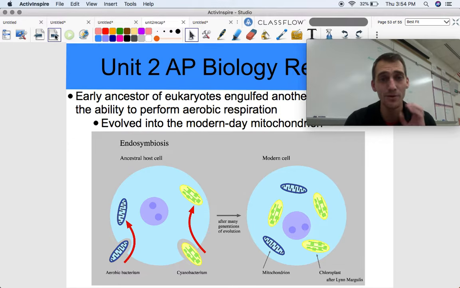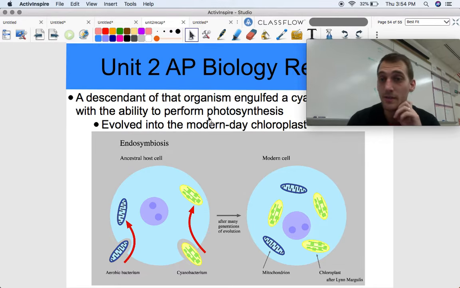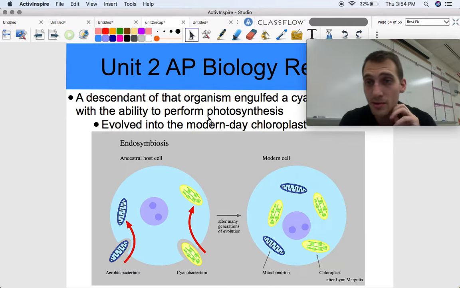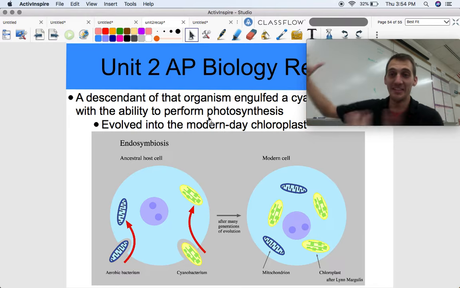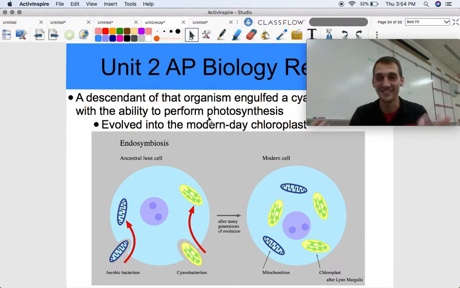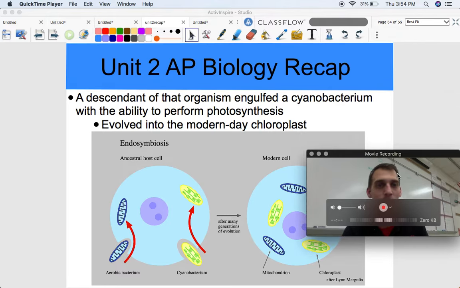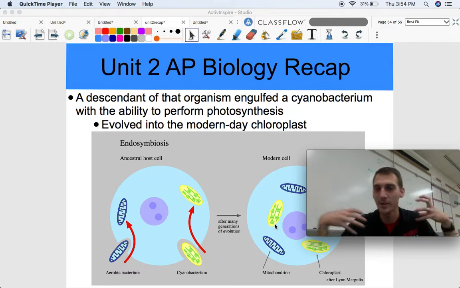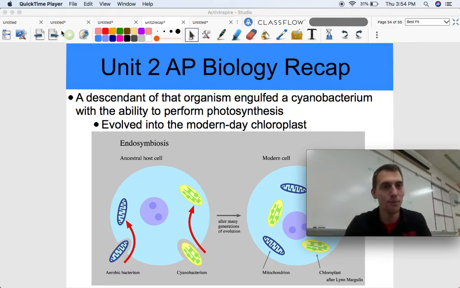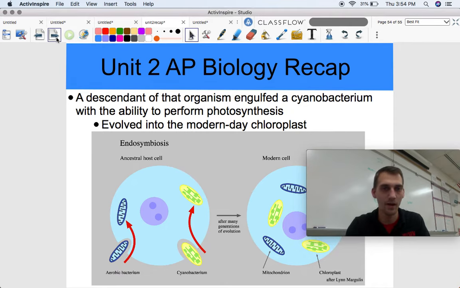The same thing happened with the chloroplast. Hey, look, you can use light to store energy in a glucose molecule. That's awesome. Again, they live inside the other cell. Endosymbiosis: endo means within, symbiosis means living together. So they live together inside one another. This photosynthetic bacterium, this cyanobacterium that was swallowed up by the bigger cell and decided to live inside of it, became the modern-day chloroplast over millions of years of evolution.